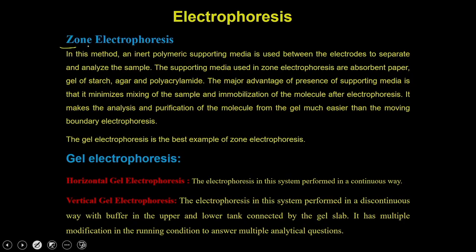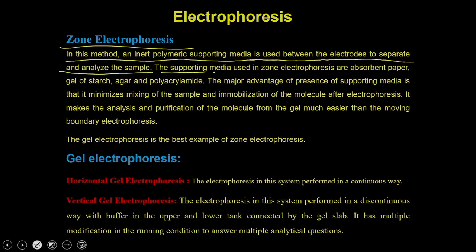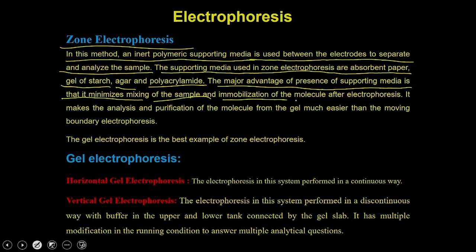Then they developed zone electrophoresis. In this method, an inert polymeric support media is used between the electrodes to separate and analyze the sample. The supporting media used in zone electrophoresis are absorbent paper, gels of starch, agar, and polyacrylamide. The major advantage of the presence of supporting media is that it minimizes mixing of the sample and allows immobilization of the molecule after the electrophoresis. It makes the analysis and the purification of the molecule from the gel easier than moving boundary electrophoresis.